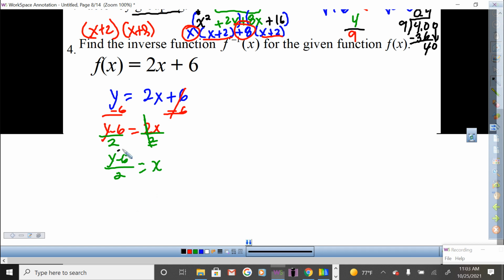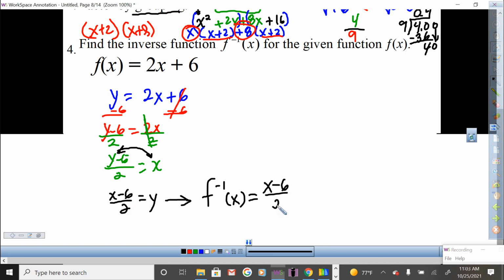All I do is exchange the variables and rewrite it. So it's x minus 6 over 2 equals y. And now I rewrite it. Instead of y, I'm going to write f inverse of x. Instead of y, what did I write? f inverse of x equals what? To all this. x minus 6 over 2. That's how you get the inverse.